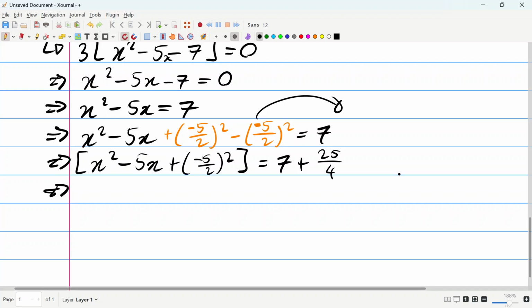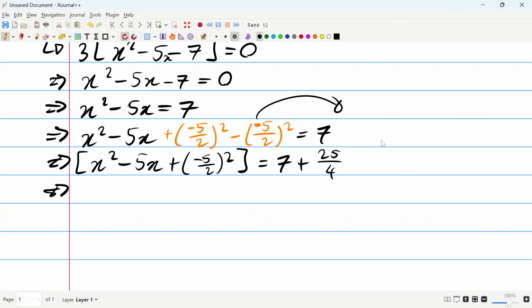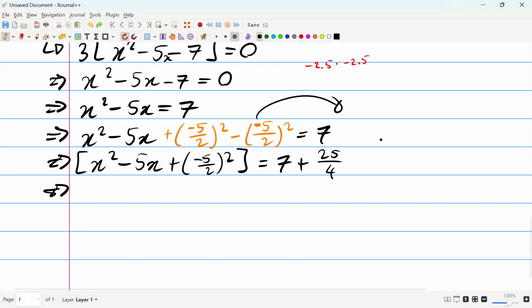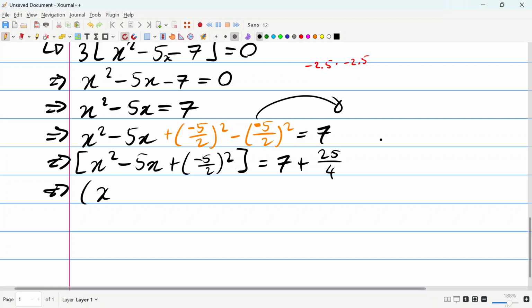Now from here, notice that negative 5 over 2 is the same as negative 2.5, and we also have negative 2.5. If we add them together, we're going to get negative 5. So therefore, it actually works out perfectly. And we'll have x, and notice the first sign is negative, so the whole thing should be negative because it's going to cancel with a positive. So it's going to be x minus 5 over 2.